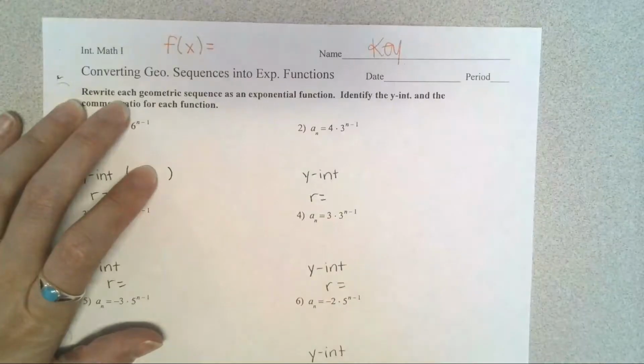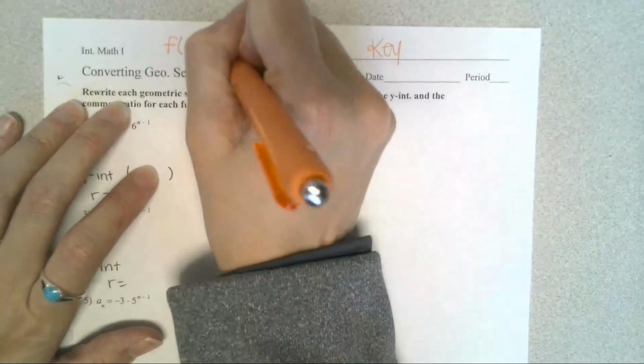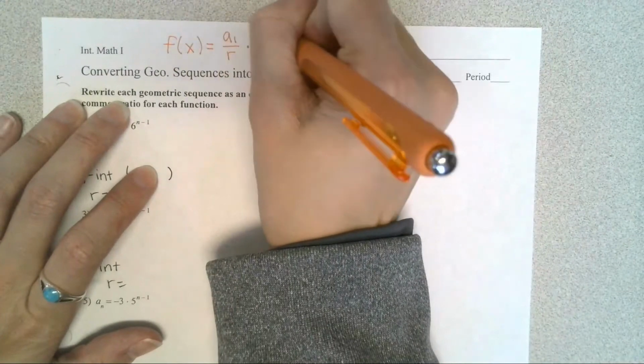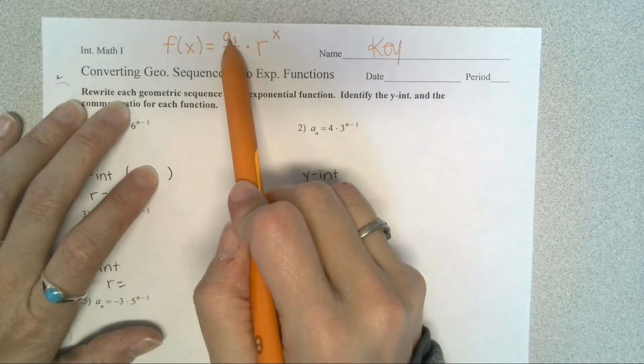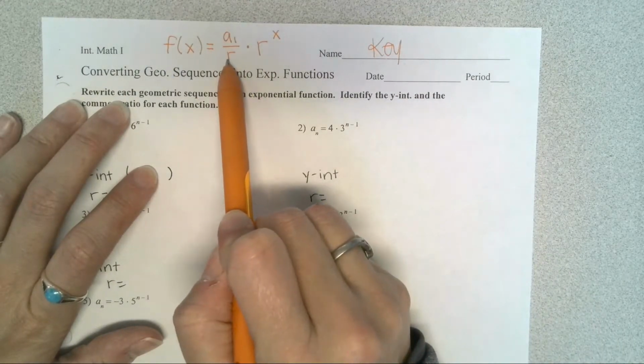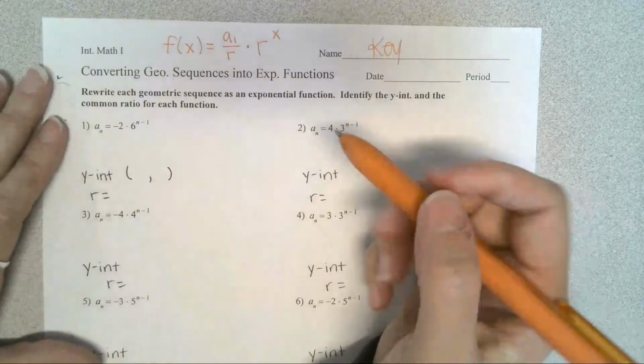All of our answers should look like f of x equals a sub 1 divided by r times r to the x. All right, remember a sub 1 is our first term, r is the common ratio, and these two numbers should be the same. All right, let's look at this.